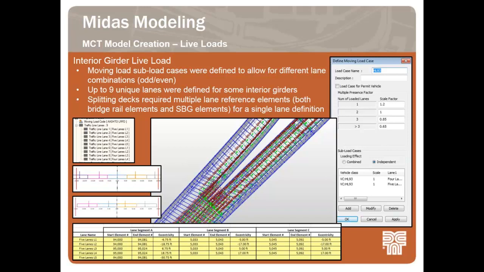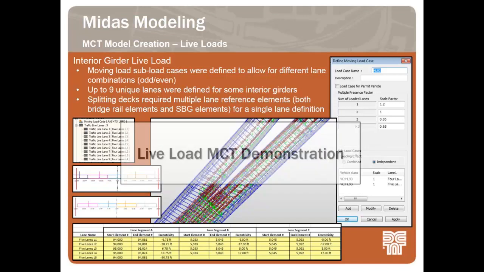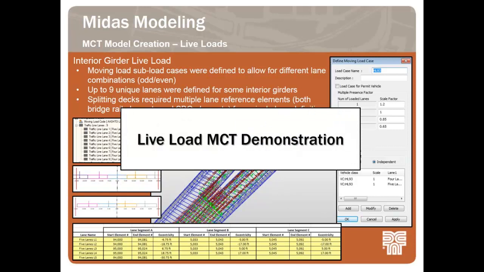Up to 9 unique lanes were defined for some interior girders, and this was to account for using either an even number of lanes or an odd number of lanes based on the placing for them. The moving load cases included the multiple presence factors, and for some interior girders also included sub-load cases for the odd and even number of lanes loaded. I'll now do a quick brief demonstration of how this tool was used.